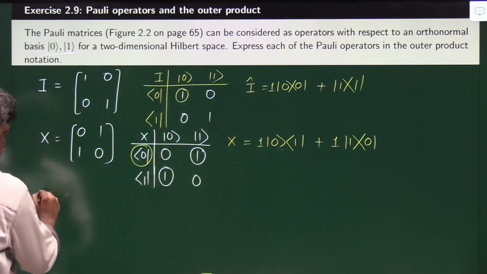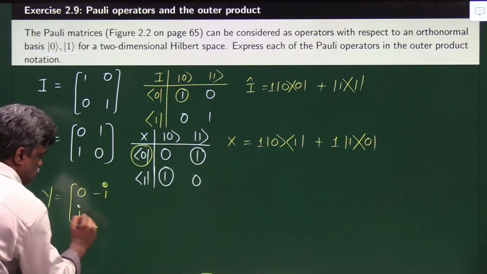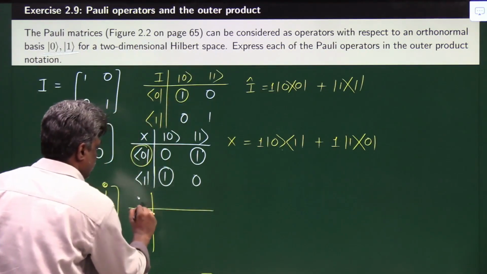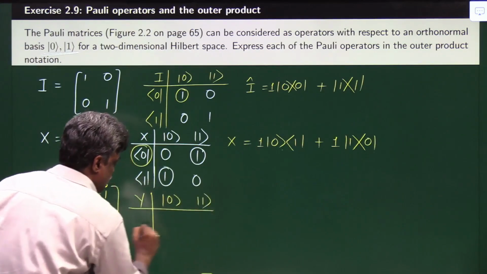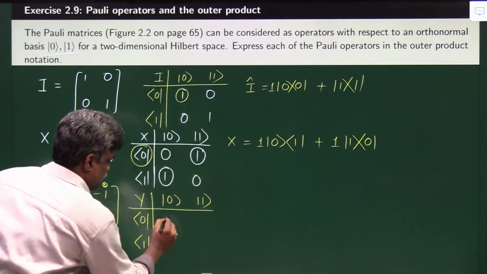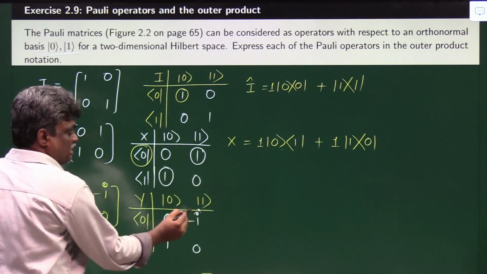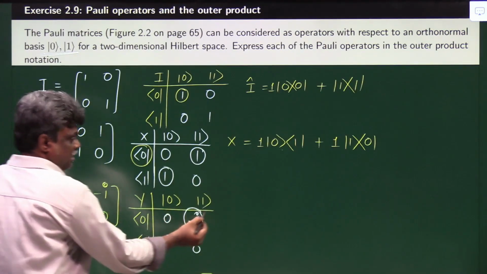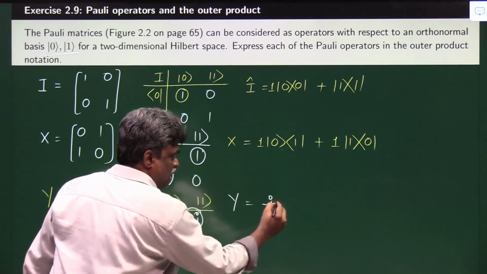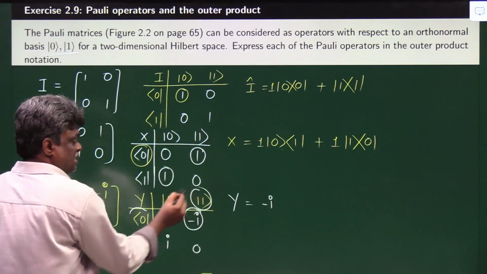So similarly, you can go with the Y. This is 0 minus iota, iota 0. So first let us write this matrix representation. Y, ket 0, ket 1, bra 0, bra 1. So this is 0 minus iota, iota 0. Wherever non-zero is there, just round up. So here, Y is equal to the first non-zero element, minus iota. The corresponding to this is the bra vector and this is the ket vector.